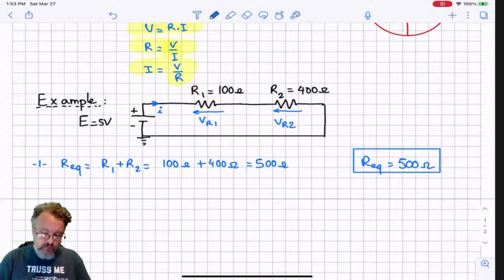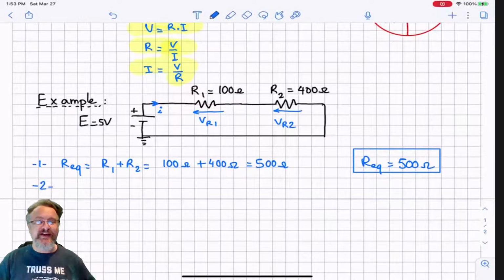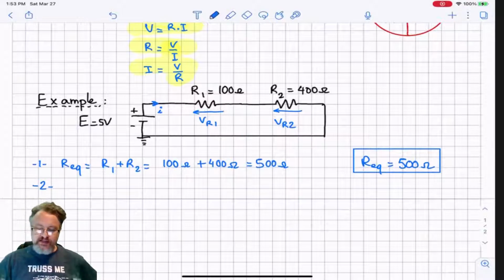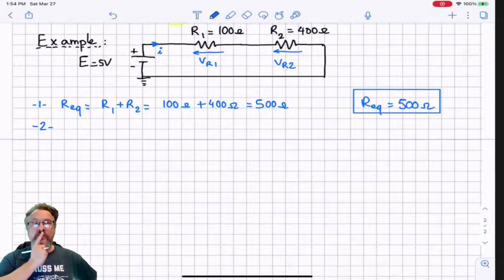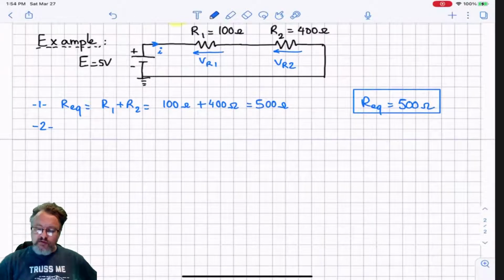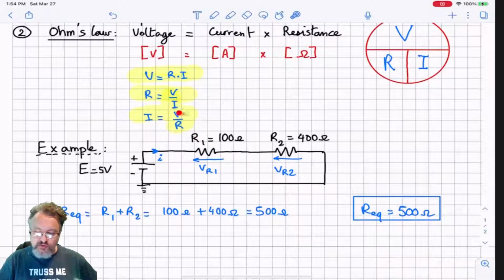Part 2, we're going to measure, or not measure, we don't have a multimeter. This is a theoretical exercise here. We are going to calculate, I should say, the current leaving the battery. Okay, so if we want to have the current, we're going to look at Ohm's law, and we want the current. The current is I, so we're going to use this formula right here. We're going to use V over R.